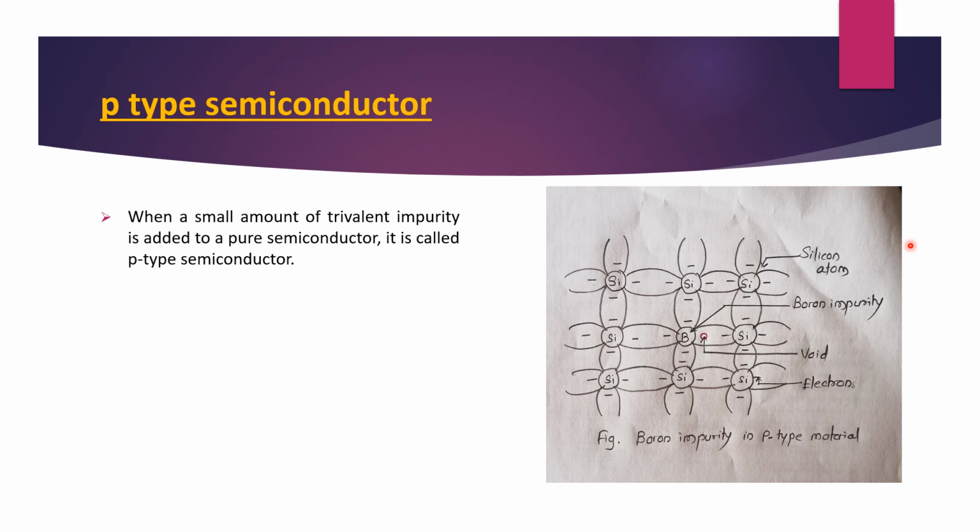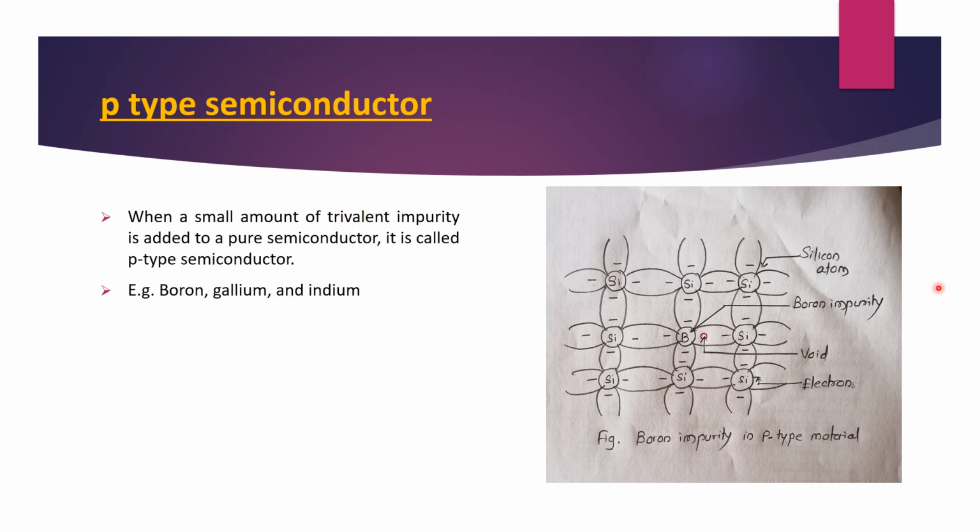When a small amount of trivalent impurity is added to a pure semiconductor, it is called a p-type semiconductor. We have seen the definition of n-type; now we are seeing the definition of p-type. Instead of pentavalent, here I am adding the trivalent impurity, and the rest of the structure is the same. Tri means 3 and valent means valence electrons. Here I am adding an external element from the periodic table having 3 valence electrons.